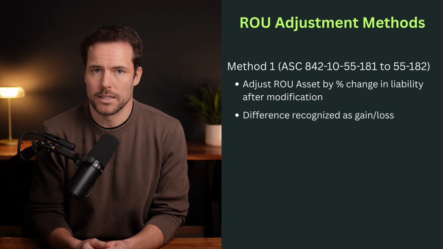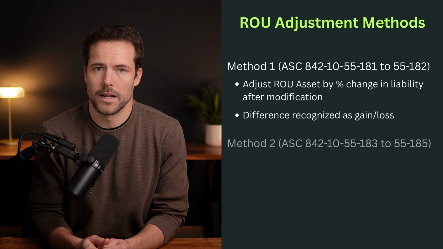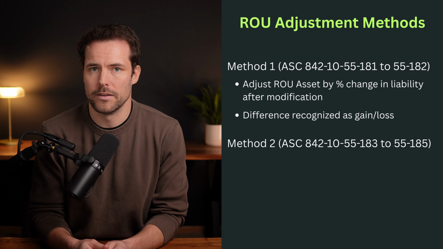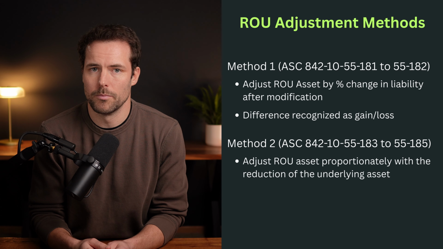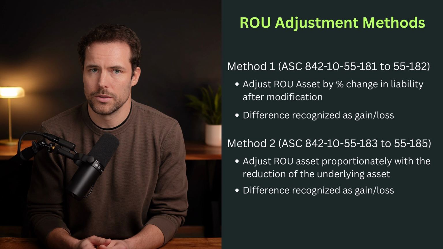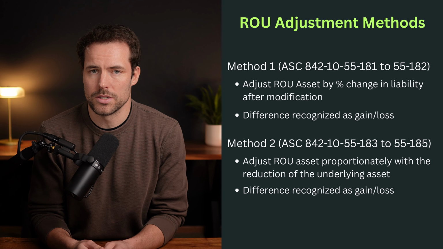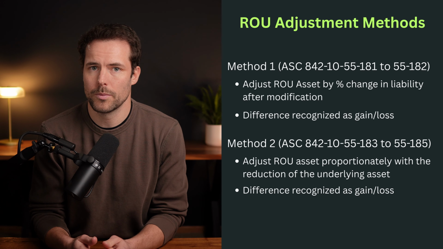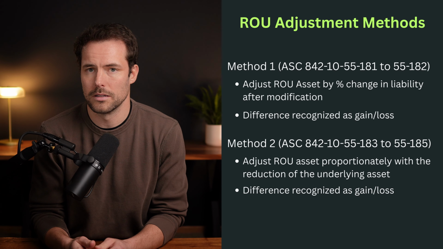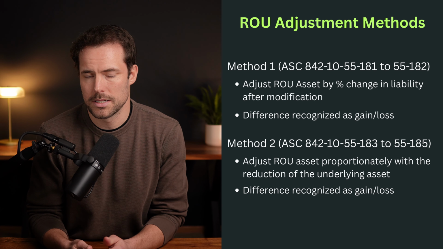Because of those potential inconsistencies, I prefer the second approach the standard describes in paragraphs 842-10-55-183 to 185, which bases the adjustment on the remaining right-of-use. This method aligns directly with paragraph 842-10-25-13, which states that for a partial termination, the lessee decreases the carrying amount of the right-of-use asset in proportion to the reduction in the underlying asset. And I'm not aware of any scenario where this approach would be unacceptable.